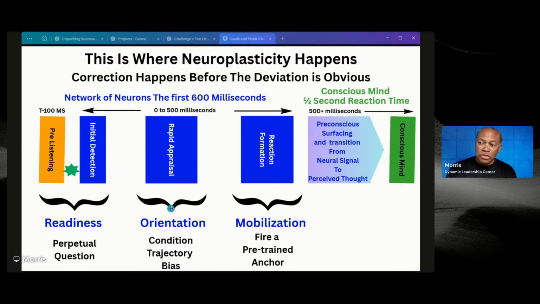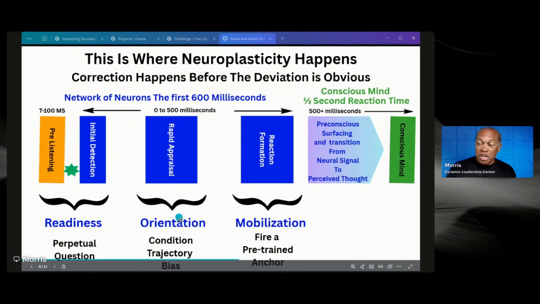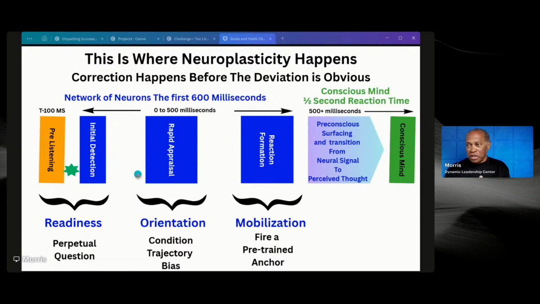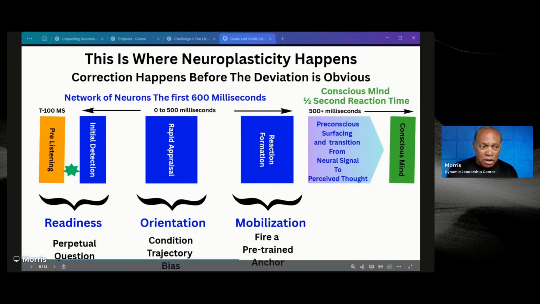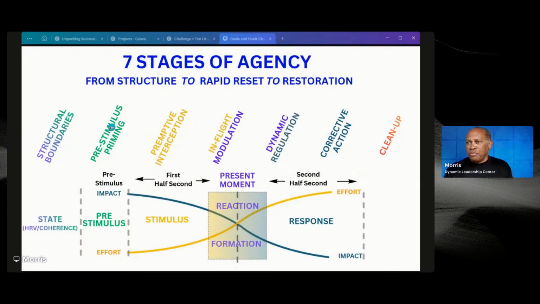Then the next one is the other part of this conditioned trajectory bias. If this was preemptive priming, and the positivity exercise is the first step of modulation, this is dynamic modulation in here, where you're intercepting that stimulus so it's not seen as a big threat. I have a slide. I'll show you that slide. In fact, let's go right there now. So there's your pre-stimulus priming. Here's your preemptive interception, and then the in-flight modulation.